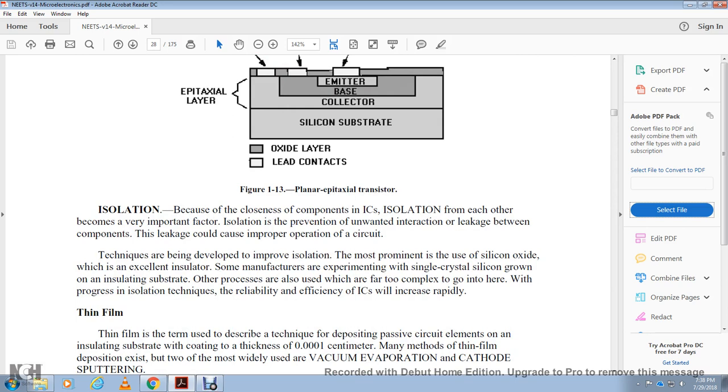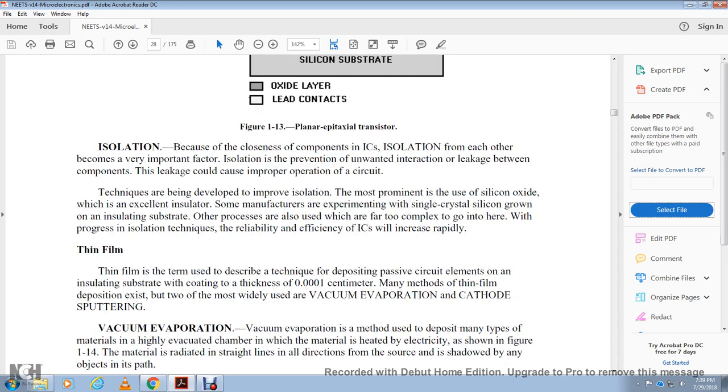Alright, isolation. Because of the closeness of the components in the integrated circuit, the isolation of each from the other components is a very important factor. Isolation prevents unwanted interaction and leakage between the components, which could cause improper operation of the circuit. The technique that has improved isolation the most is the use of silicon oxide, which is an excellent insulator. Some manufacturers experiment with single crystalline silicon growth and insulating the substrate with other properties, but these are too complex to go into here. With progressing isolation techniques, the reliability and efficiency of the integrated circuit will increase rapidly.